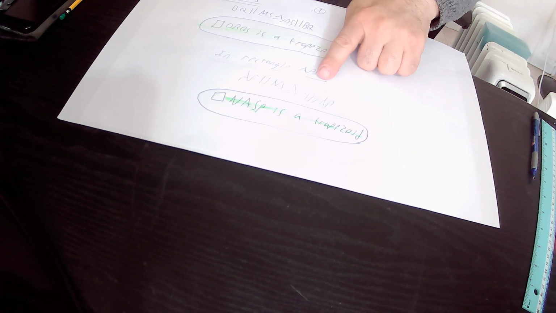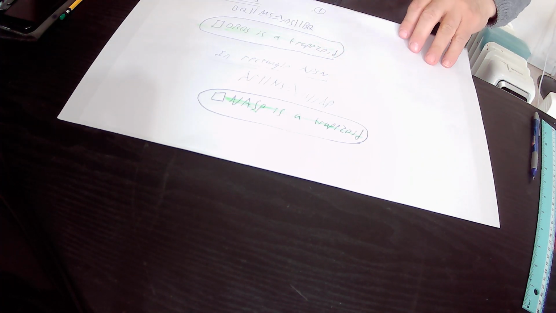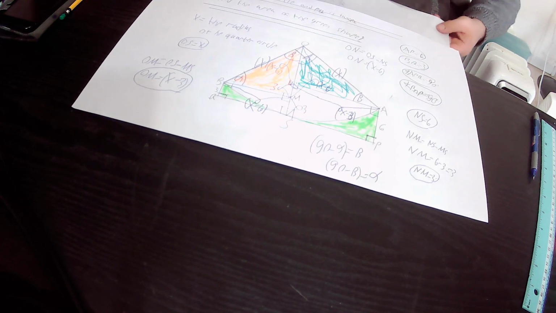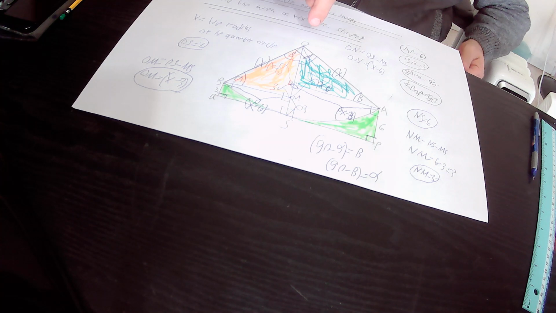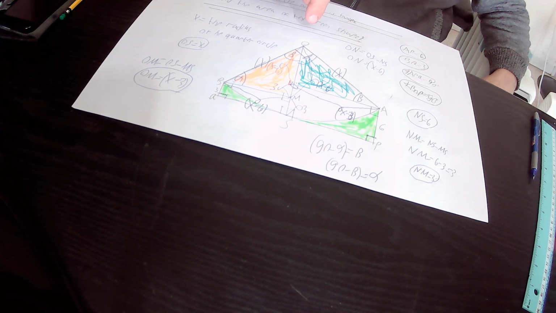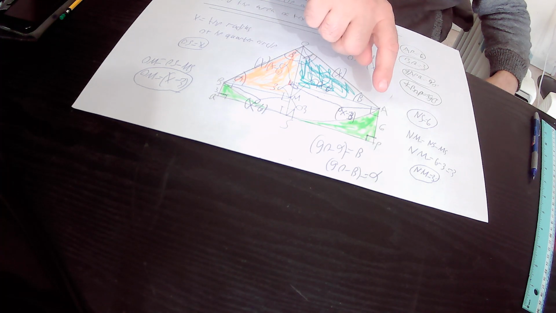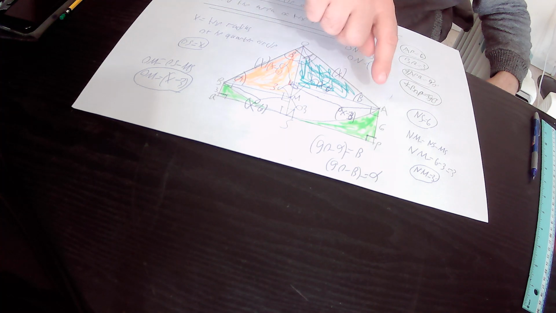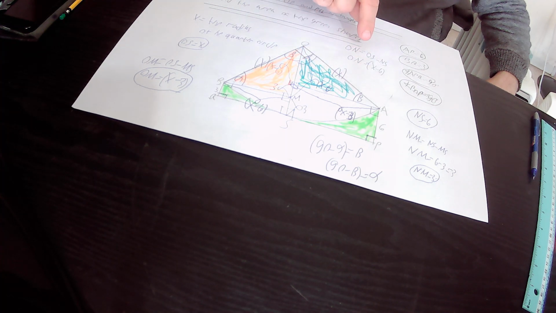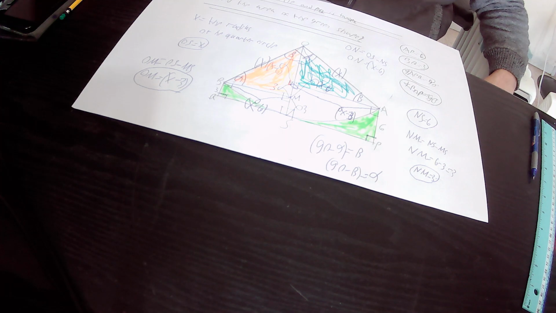So OS must be parallel to AP. So in quadrilateral OSPA, we have one pair of sides that are parallel to each other. That is to say, side OS is parallel to the opposite side AP. Therefore, this quadrilateral OSPA with one pair of parallel lines is a trapezoid.